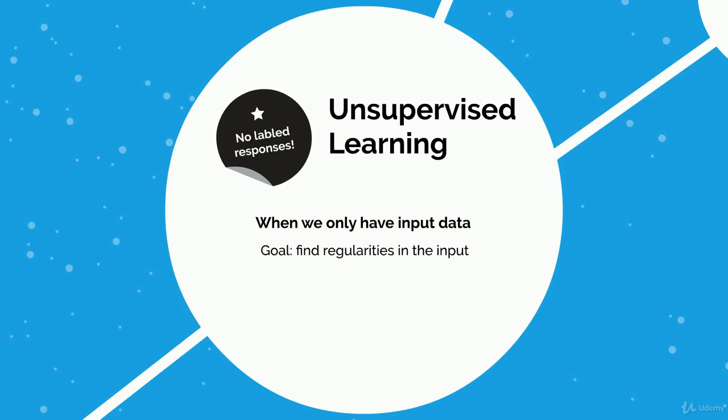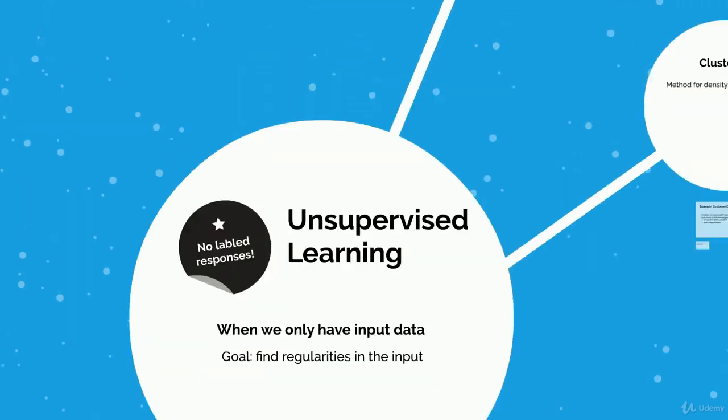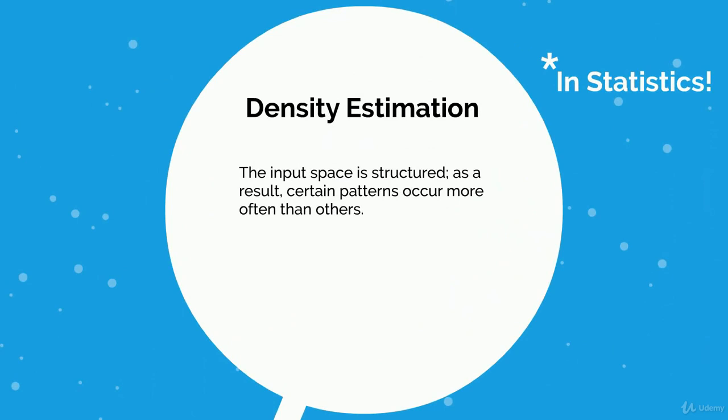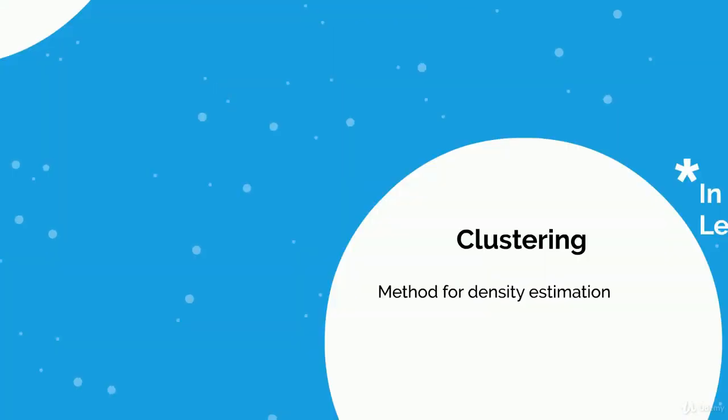For unsupervised learning, we're making an assumption that there is a structure to the input space such that certain patterns occur more often than others. And we want to see what generally happens and what does not. So this is when we're trying to extract that knowledge from the data, not necessarily knowing what we're looking for. In statistics, this is called density estimation. We assume that the input space is structured. Again, as a result, certain patterns are going to occur more often than others. And we want to look for these patterns so that we can use them in different scenarios. And we'll talk about some of those scenarios later.